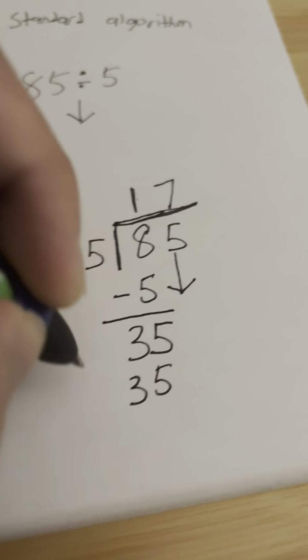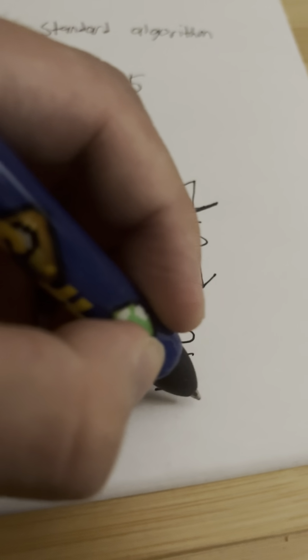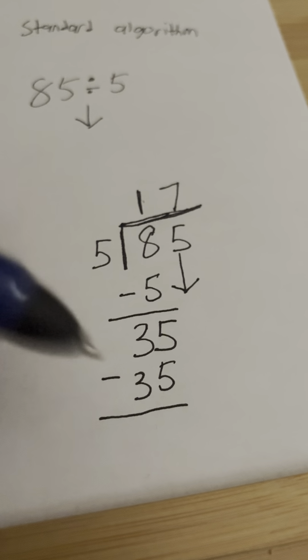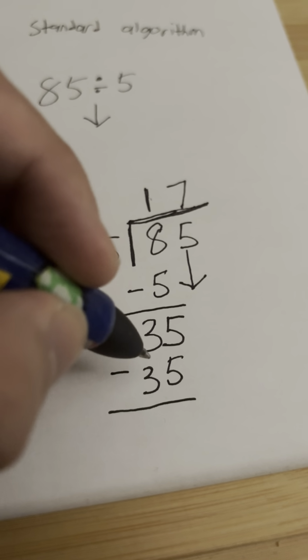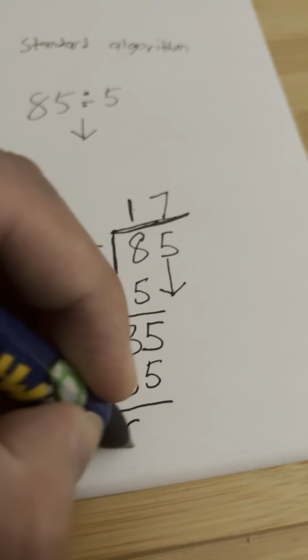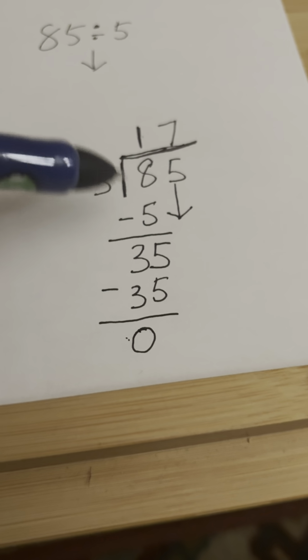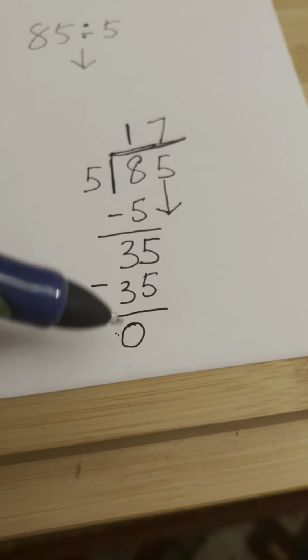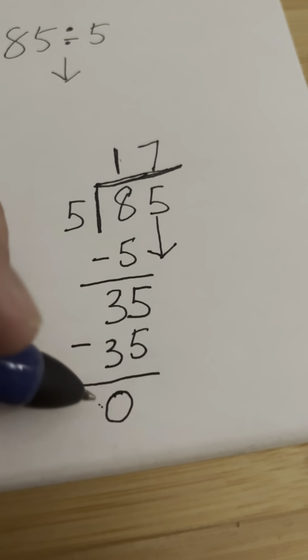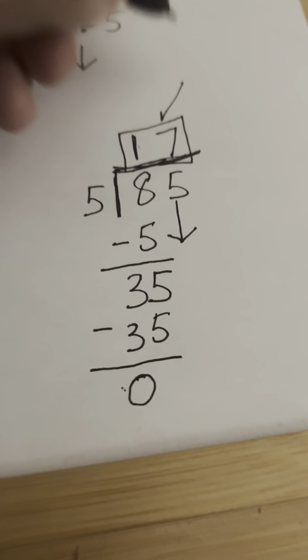What we're going to do now is 35 minus 35. This should be easy enough. 35 minus 35 is 0. All right. Once you have a 0, once you do all your subtractions, if you hit 0, you are done. You are going to be done, and you are able to box in the number that you get at the top, and that will be your answer.